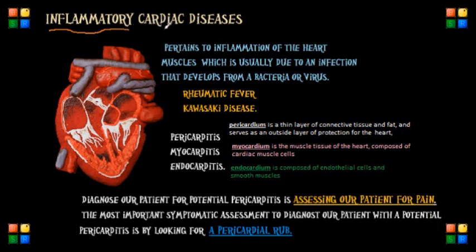Now, first, let me ask you this. Do you know what inflammatory heart disease is? It basically pertains to the inflammation of the heart muscle, right? Which is usually due to an infection that develops from either a bacteria or a virus. Now, take note that this type of inflammation is often associated with episodes of rheumatic fever, right? And another big one is Kawasaki disease.